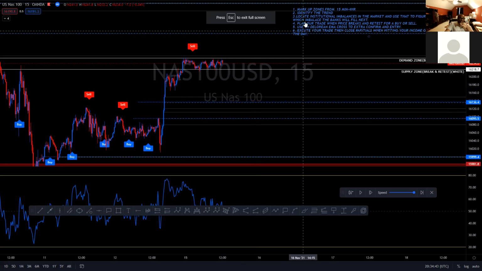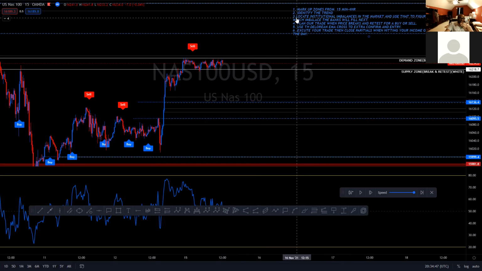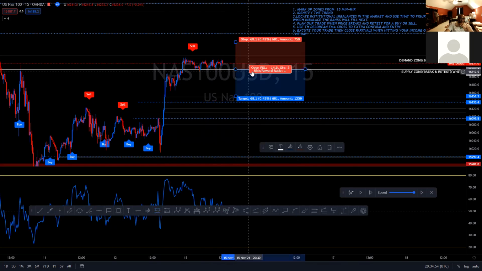So now that we did that, we located imbalances in the market. That's step 3. Step 4 is when I go ahead and plan my trade. So what I do is I take my risk to reward and I set it.